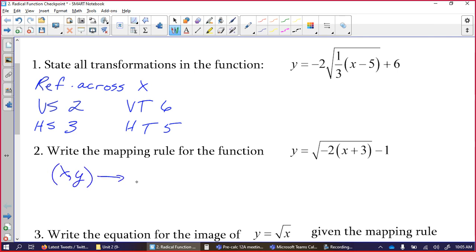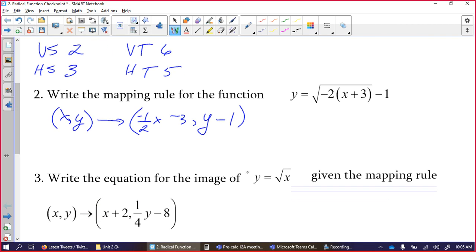Right, the mapping rule, x, y. Gosh, my penmanship is awful. There's a negative in front of that and a 2, so we need a half. X minus 3. There's nothing in front. The only y part is y minus 1.